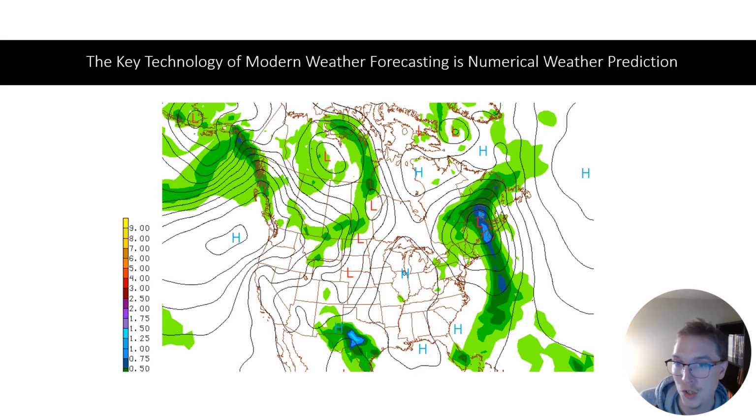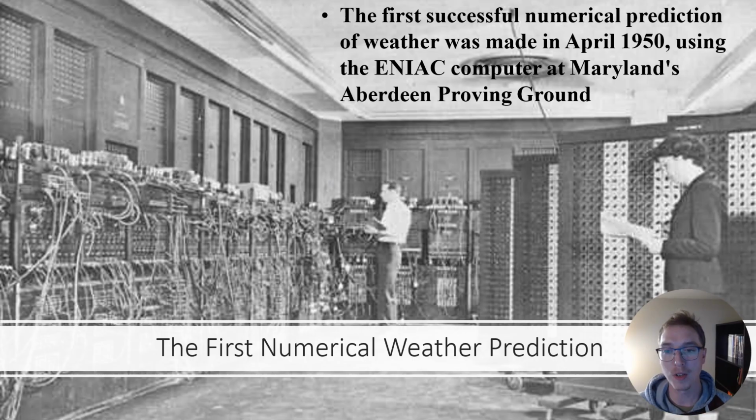The key technology of modern weather forecasting is what we call numerical weather prediction. Now, the first successful prediction of weather was made in April 1950 using the ENIAC computer at Maryland's Aberdeen Proving Ground. Way back when, they were basically looking at what it is right now. Think of this as a very rudimentary computer.